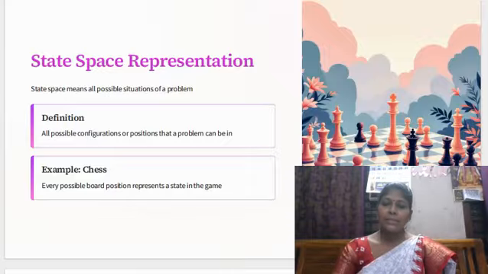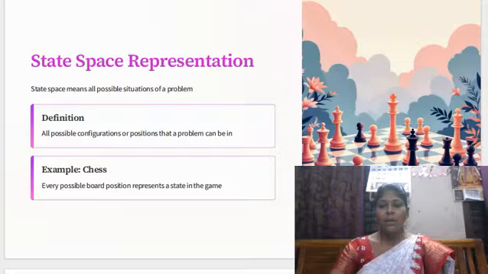So today we learned how AI works using agent, problem, and state space, and how tree and graph work. These concepts are very important for understanding AI algorithms. So I conclude this concept.